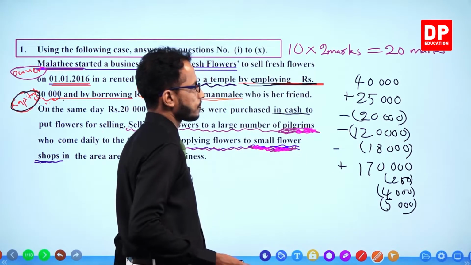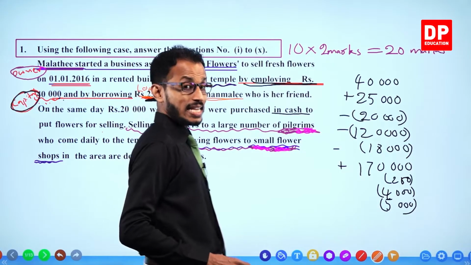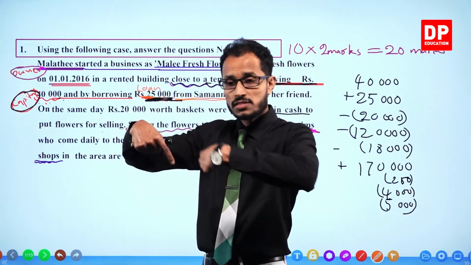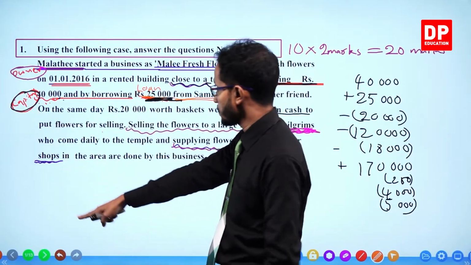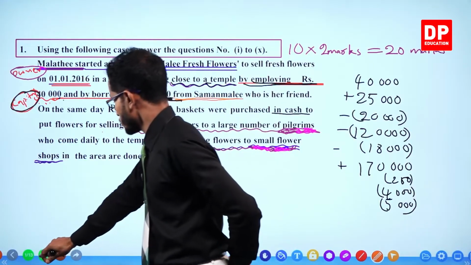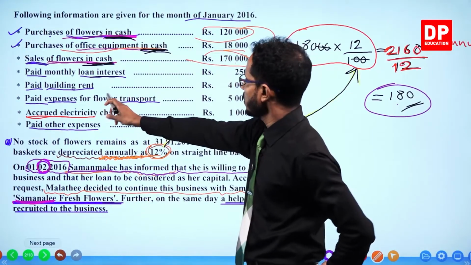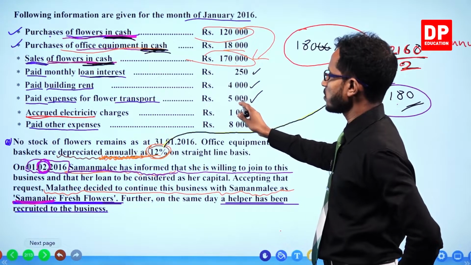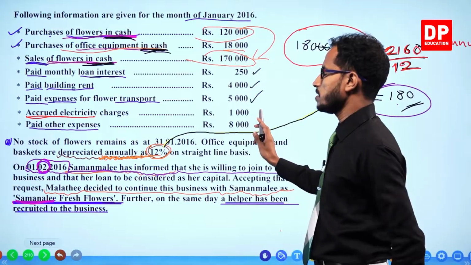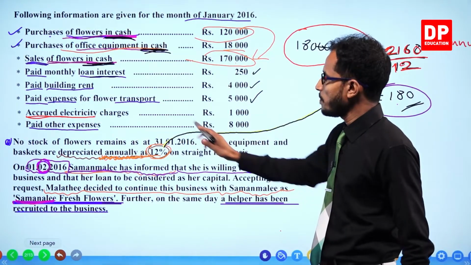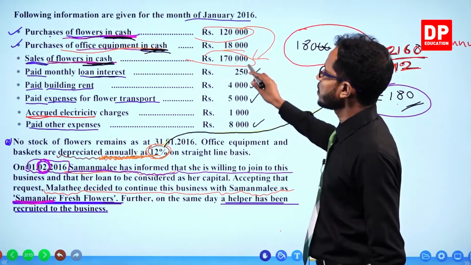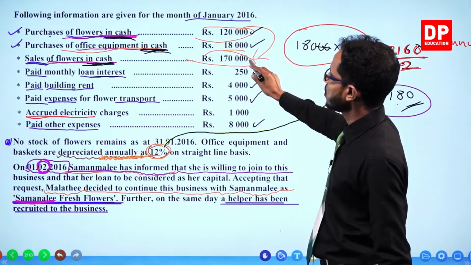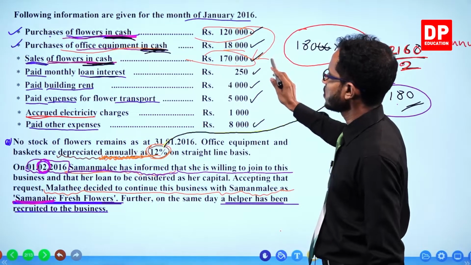All right. Is that it? Final cash balance. Cash incomings plus, outgoings minus. Is that it? Let's go and see. We put 250, we took 4,000, we took 5,000. Accrued electricity, not taking because not paid. Paid other expenses, 8,000. That's how we take. Purchases we took, 18,000 we took, and sales also we took.